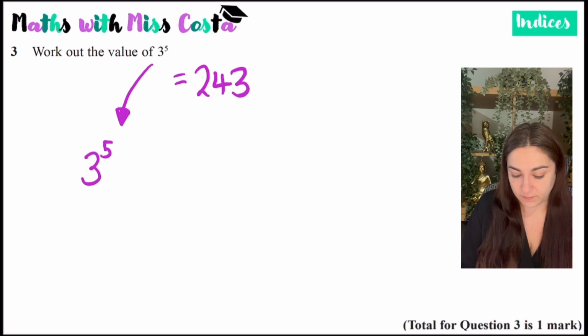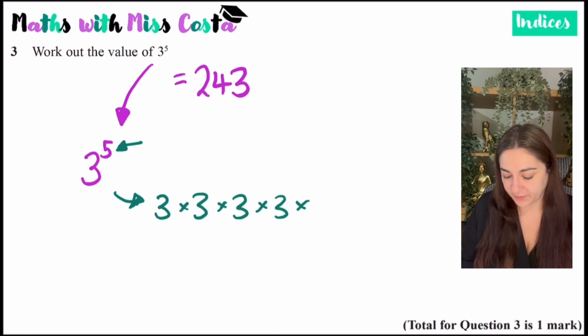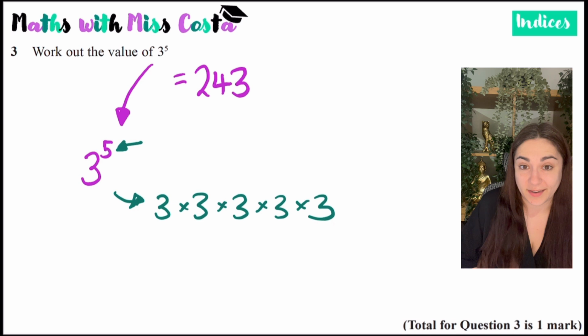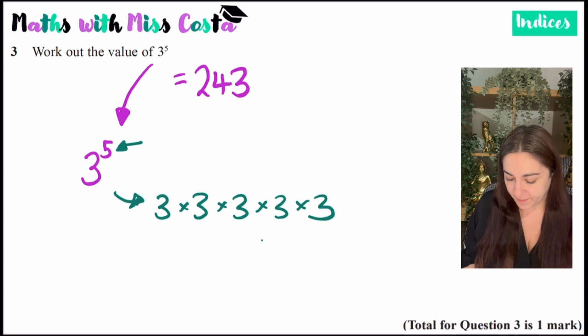If you don't feel confident with your calculator, then when we've got indices, this little power here just means how many times 3 is being multiplied by itself. So another way you could have done this is 3 times 3 times 3 times 3 times 3, because 3 is being multiplied by itself 5 times, and you would end up with 243 as well.